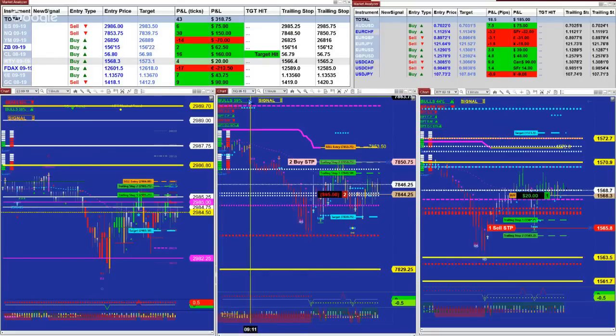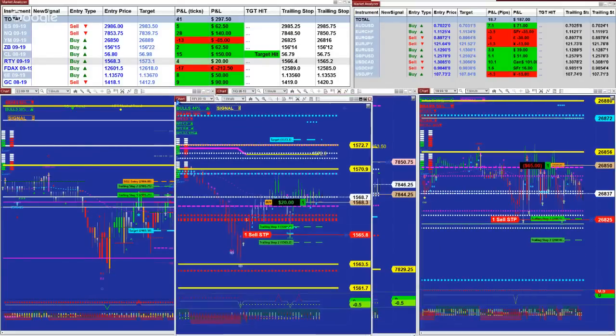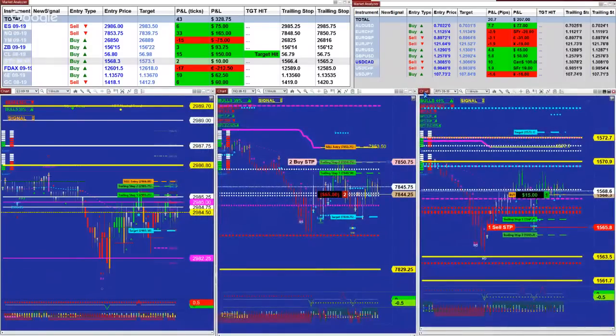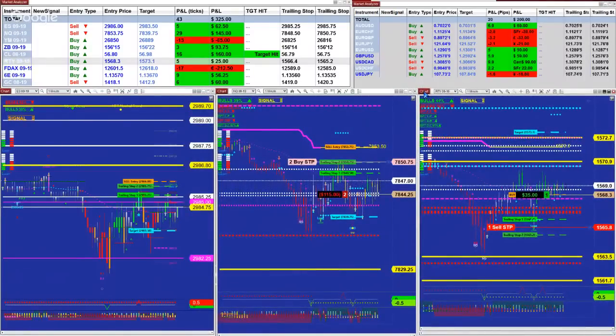Nasdaq, there is no trade. ES, there is no trade. And YM, there is no trade. Okay? There is no trade in those areas at the moment. Just wait.